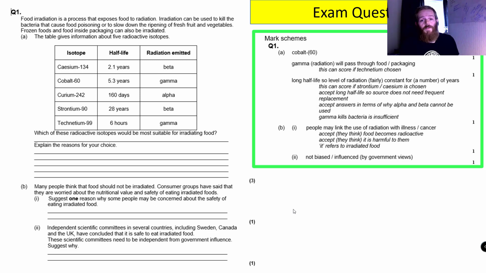You could go on there and just watch a quick 5-minute video on something like the difference between irradiation and contamination. That might help you out.